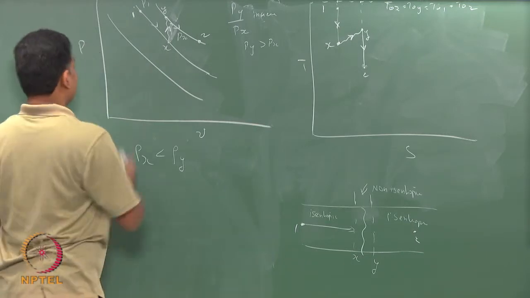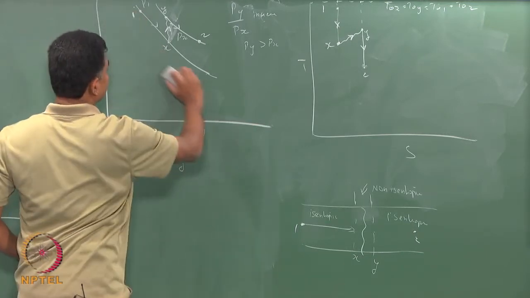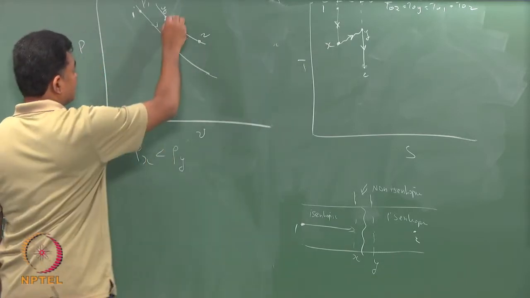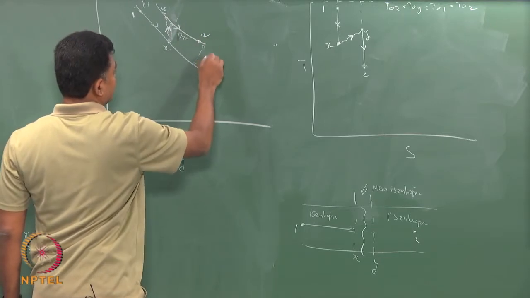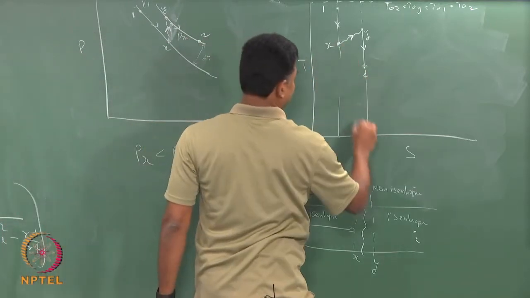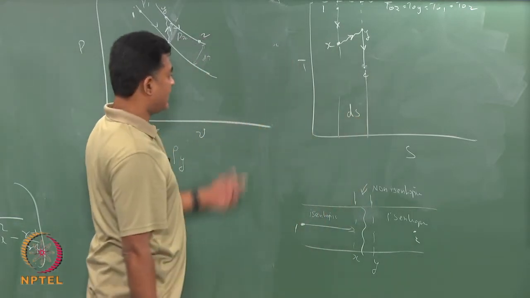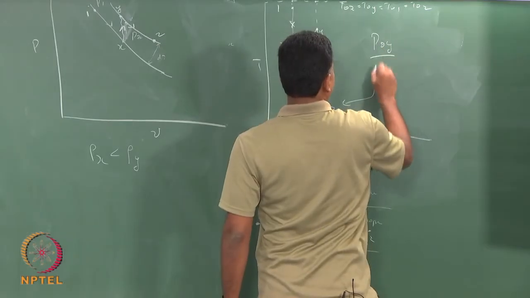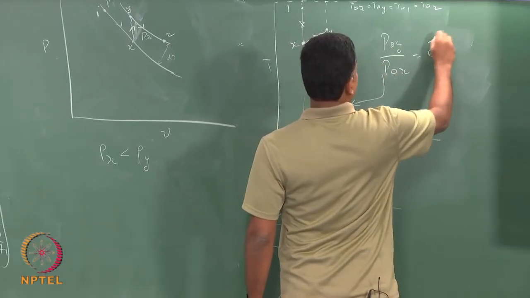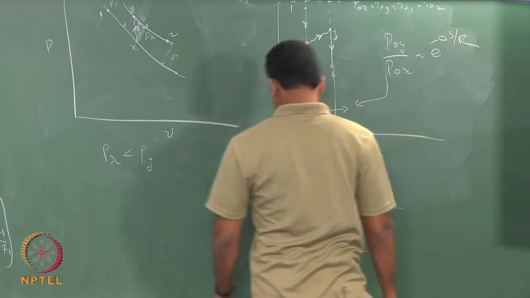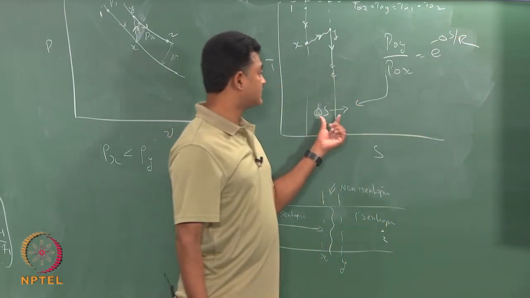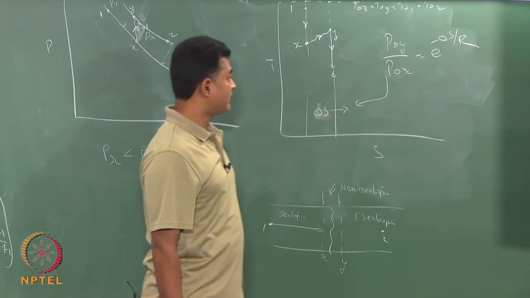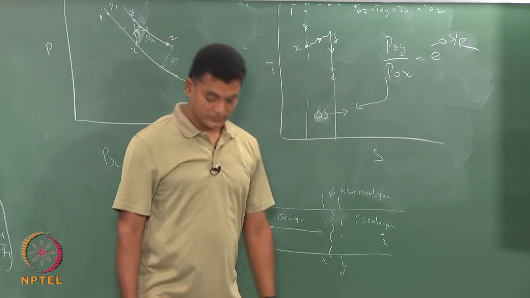Okay. So, I will remove this unwanted curve. Okay. So, there is a ds that is happening, which is this ds. This ds or delta s is given by the relation P0y by P0x equals e power minus delta s by R. So, your delta s is given from this relation, where you could find your delta s and appropriately point to your x location.